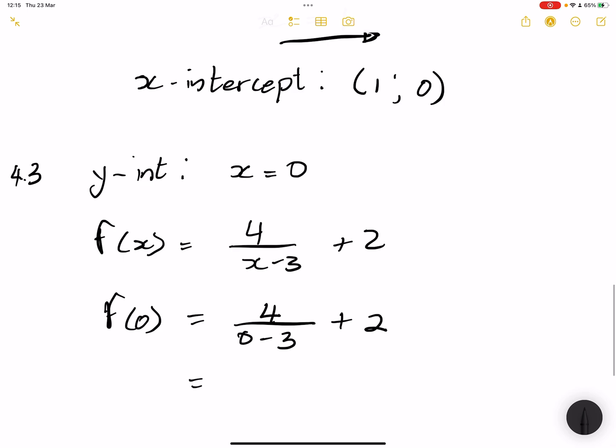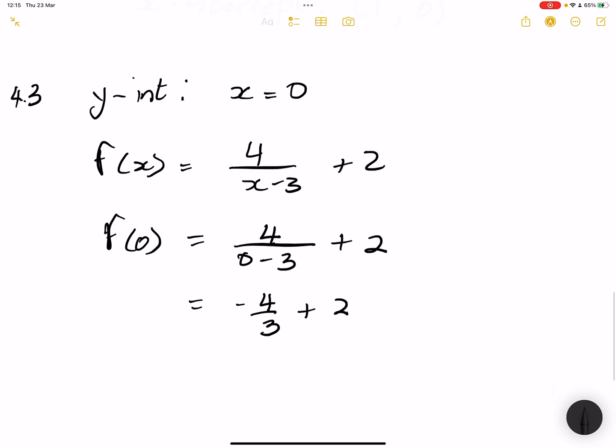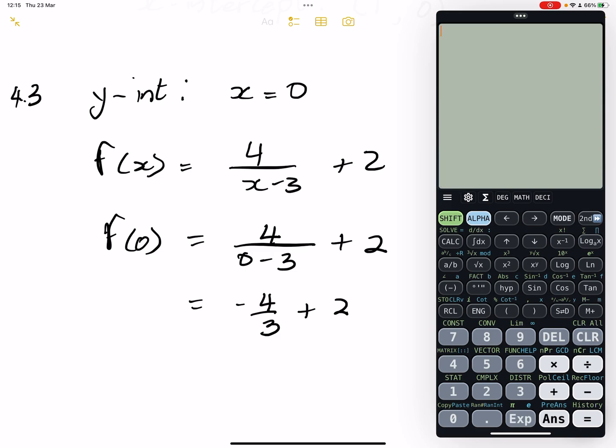So we've got negative 4 over 3 plus 2. You can put that in the calculator if you want. So that's going to be negative 4 over 3, plus 2.